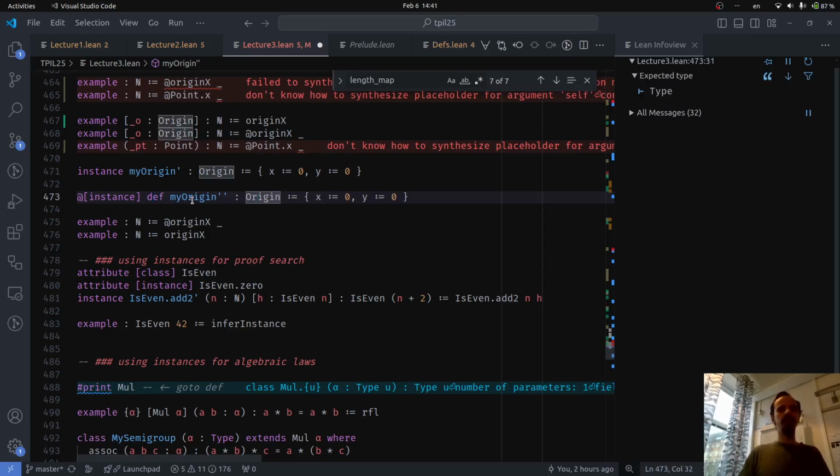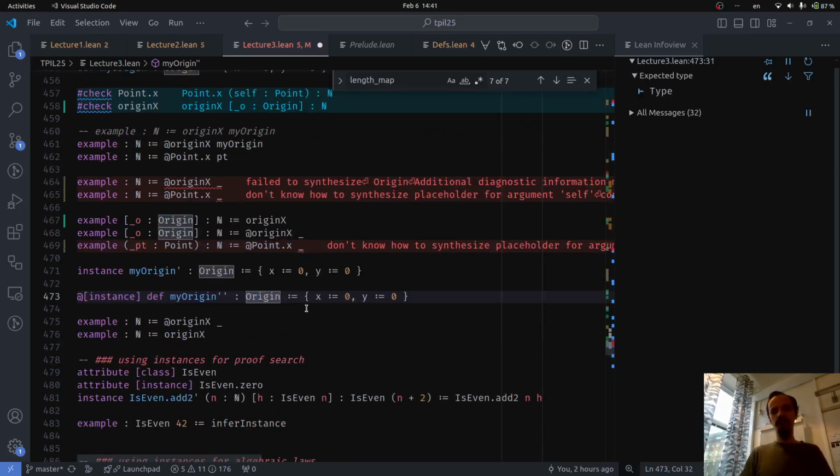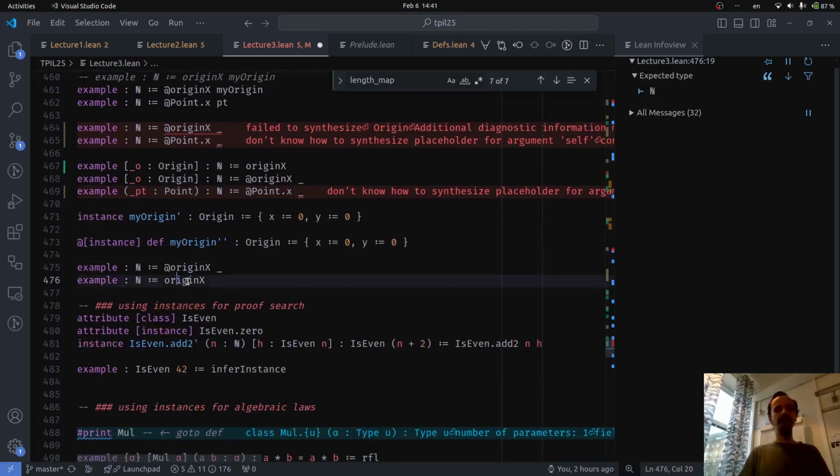Here, like before with my origin, I'm going to define (0, 0) as an origin, but I'm going to mark it as an instance. And now it doesn't even have to be in my context. Now it's just searching the library for all of the instances, and since it knows that there is an origin somewhere, it's going to use that. So this is actually applying origin x to my origin.